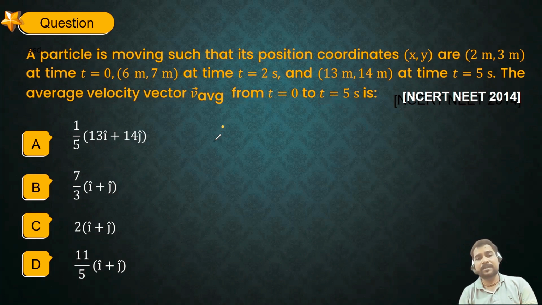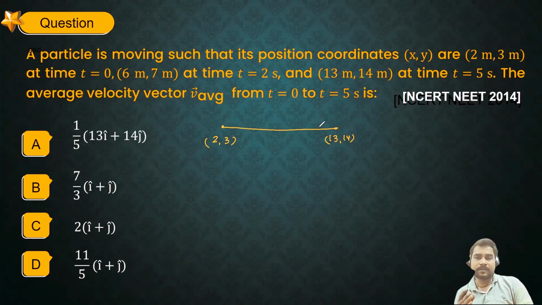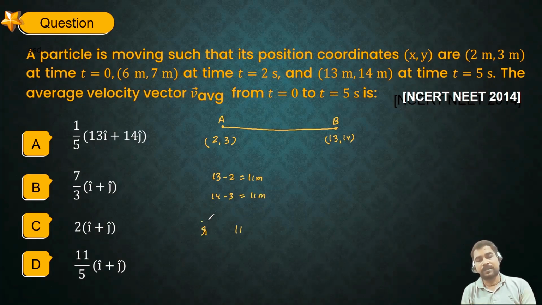So the particle starts from 2, 3 and it ends at 13, 14, and the overall time taken is 5 seconds. So we need to determine the average velocity. For average velocity, first we need displacement. In this case, the particle moves 13 minus 2, 11 meter in x direction and 14 minus 3, 11 meter in y direction. So in vector form, you can write your displacement vector as 11i plus 11j. Overall time taken is 5 seconds.